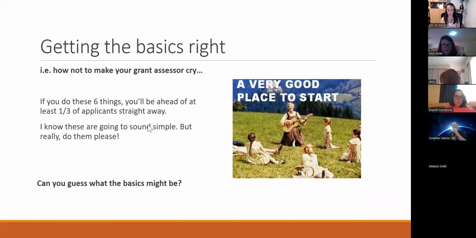So before I jump into National Science Week specifically, I want to talk about 6 basics of grant applications. As I said at the beginning, some of these might sound really simple and really obvious, but I promise you, from experience, having read those piles of grants like this, and for the Northern Territory government, it was similar. They were big, fat piles of grants applications. If you follow these 6 really basic tips, you'll be ahead of about 1/3 of applicants straight away. So they are worth thinking about.